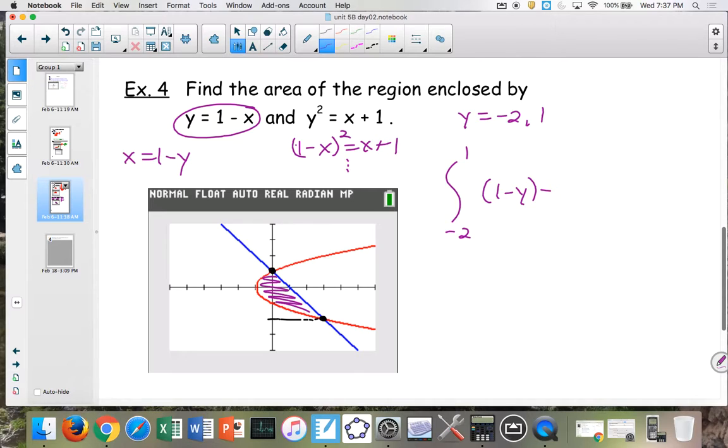And when we try and do that, we're going to get x equals y squared minus 1, which is fine because we're looking at it sideways. We're doing things in terms of y. So we should be able to take care of that, anti-differentiate, and get our solution.